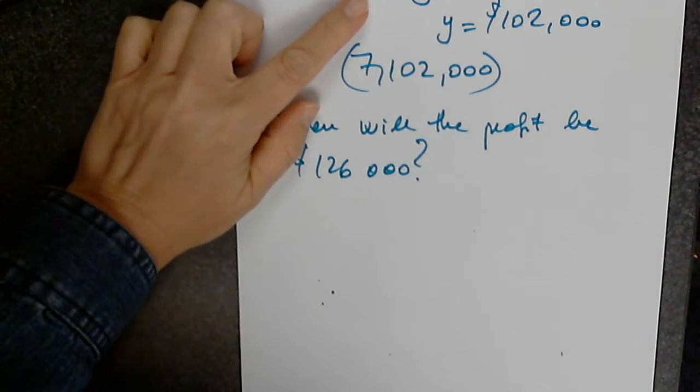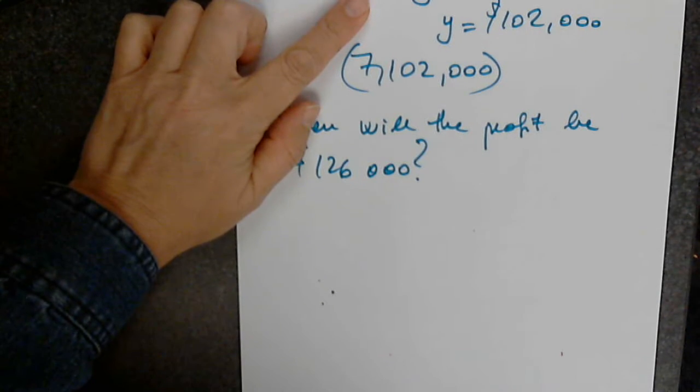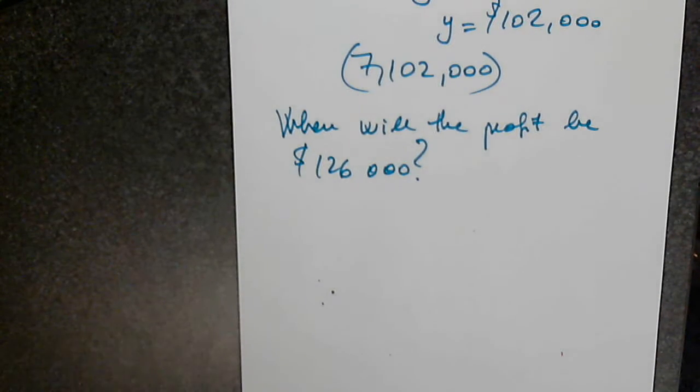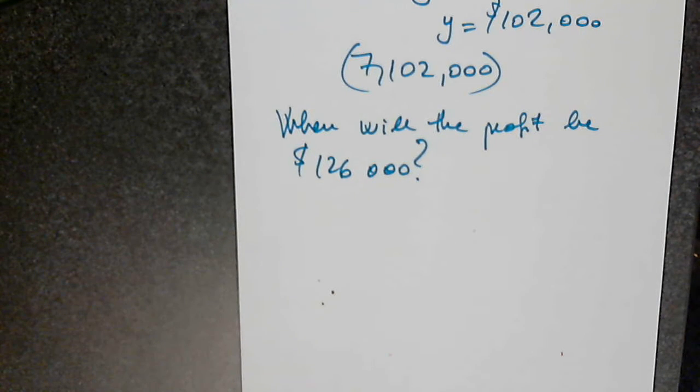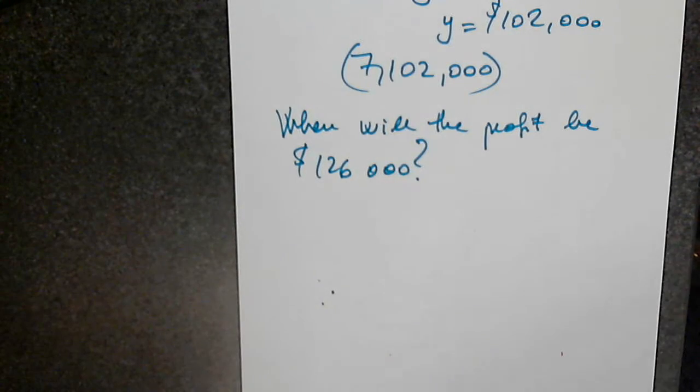Oh, did I answer that? It's given in the problem. 7 was given in the problem. Okay. When will the profit be 126,000? What am I asked to do? And how do I get when? Which of the two variables is when? And which one is profit? So the profit is y, and when is x. So I'm asked, when does this happen? What do I have to write? Please dictate.